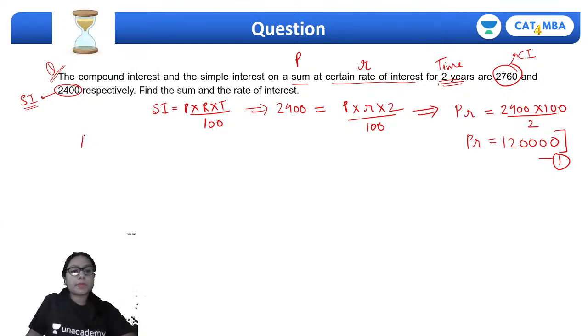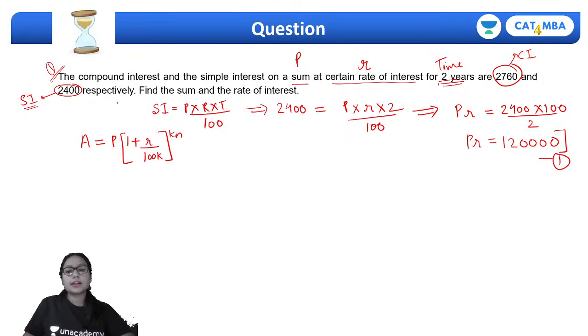So in case of compound interest, we calculate amount. So amount is given by principal into 1 plus r upon 100k raised to the power of kn. Now since this is not given whether the compounding is done annually or semi-annually, so I will take this as annually. So whenever this is not mentioned in the question, always take that the compounding is done annually. So I will take the value of k as 1 and the value of n is given to be 2 years. Okay, so let us calculate.